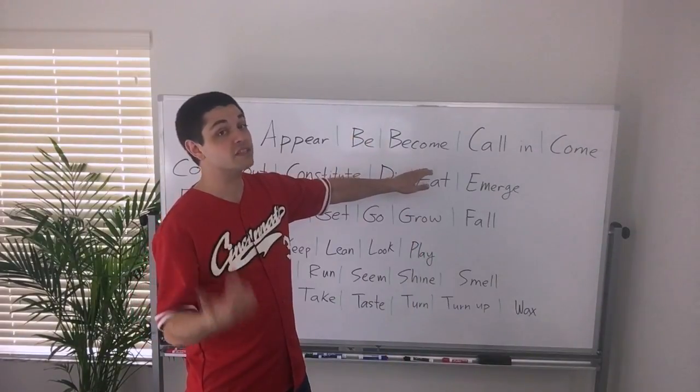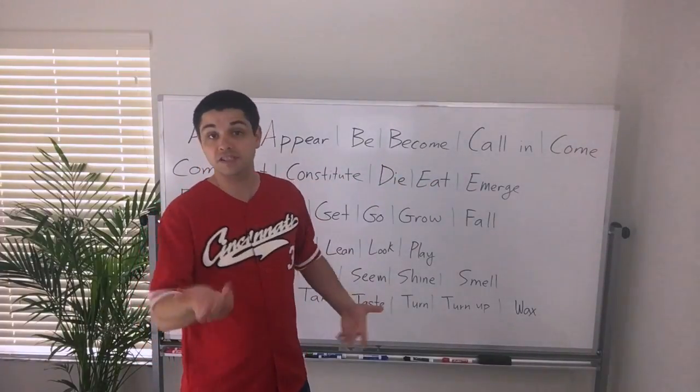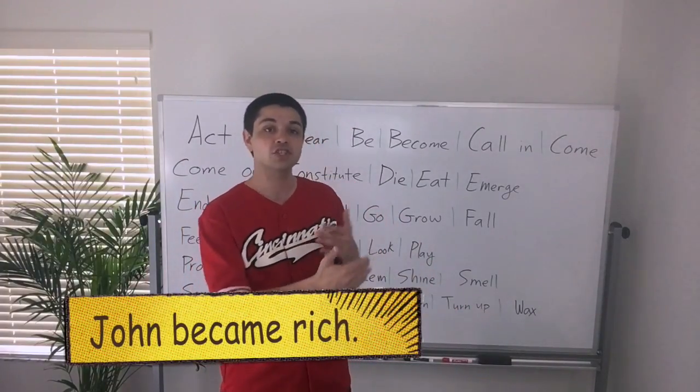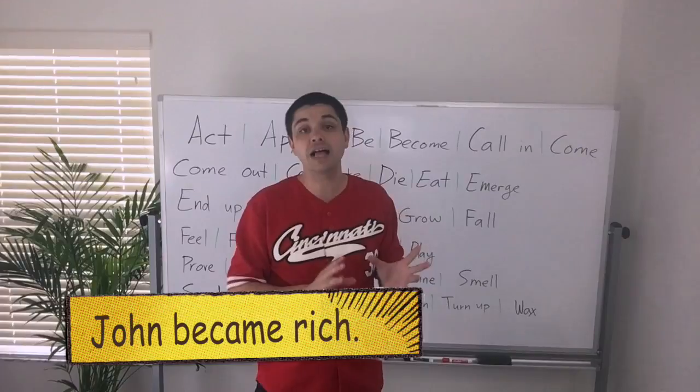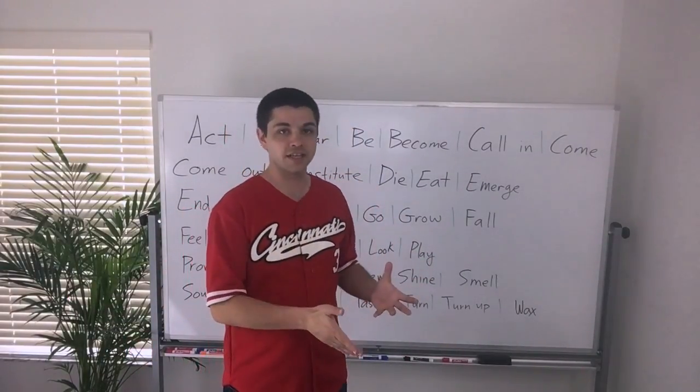Another verb that's very similar to the verb to be is the verb to become. For example, John became rich. It's about something that changed about John, right? But it's still adding more information about John, not about some action that he did.